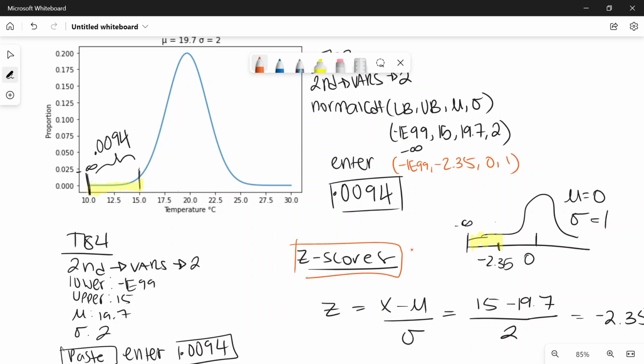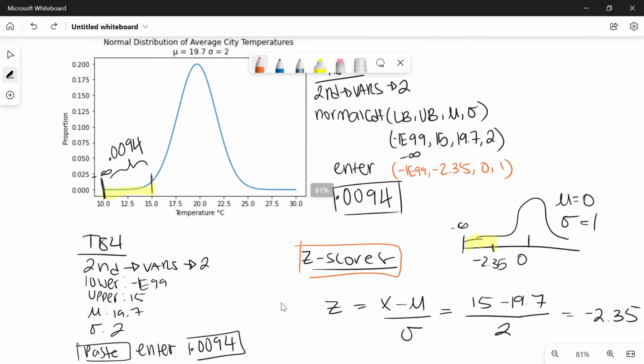It's basically the same thing: you start at -1E99, you end at -2.35, and then the standard normal means that it has a mean of 0 and standard deviation of 1. So -E99, -2.35, 0, and then 1 for the TI-84. And yeah, that's pretty much it.